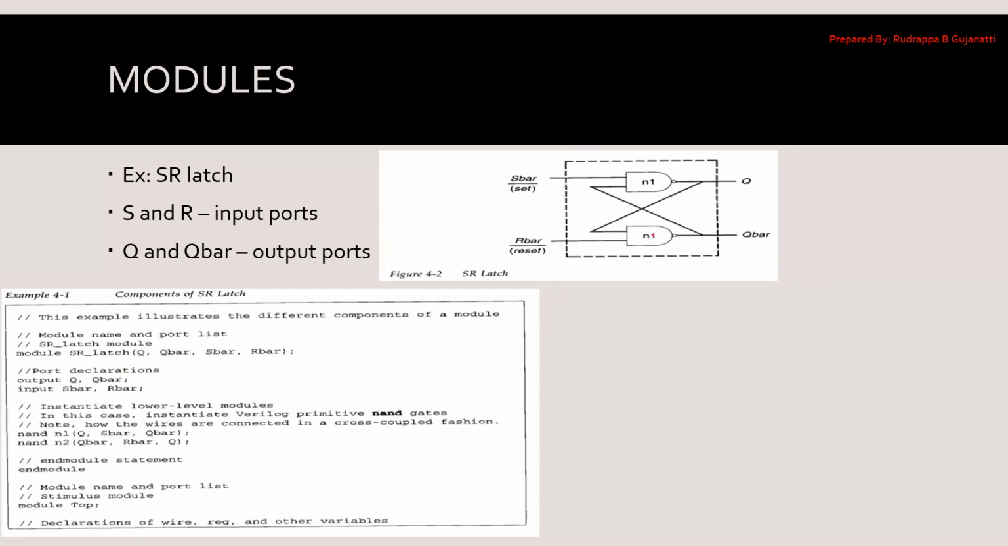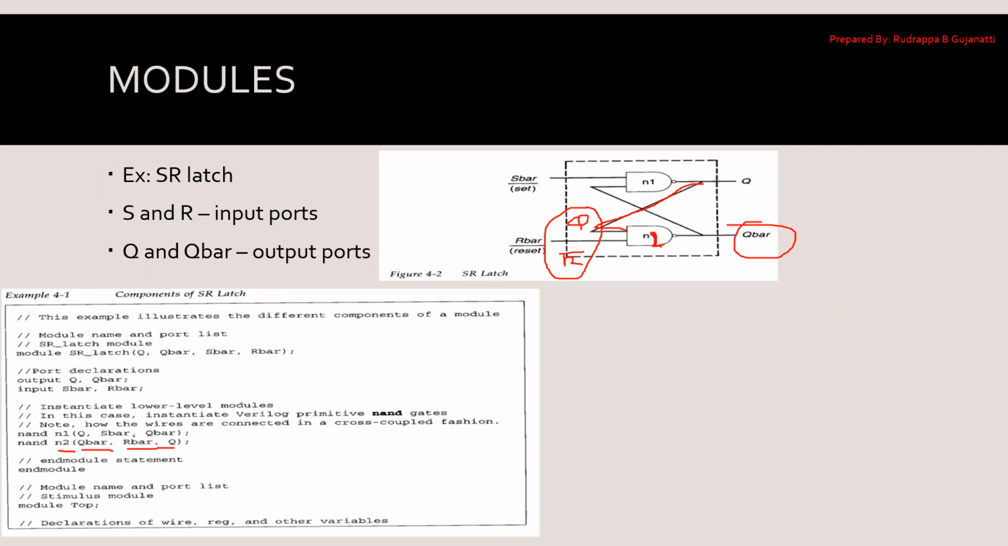Similarly for N2, what do we have? We have R bar as input and we have Q as input. So these two are the inputs to this one and the output is Q bar. N2 is the instance for this one. Q bar is the output, provided inputs are Q and R bar. So this is how it operates.